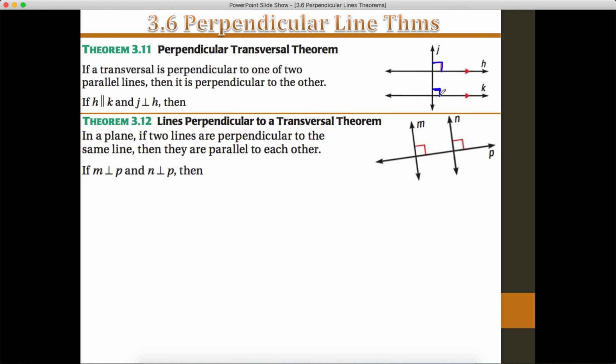And then if this guy down here is 90 degrees, then guess what? J and K, by definition, are perpendicular. Notice how I'm kind of just talking these ones out and not doing full-on two-column proofs?